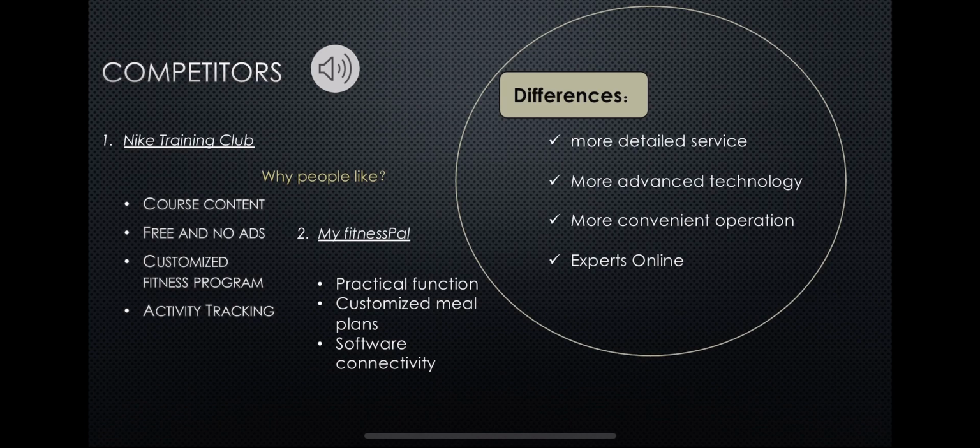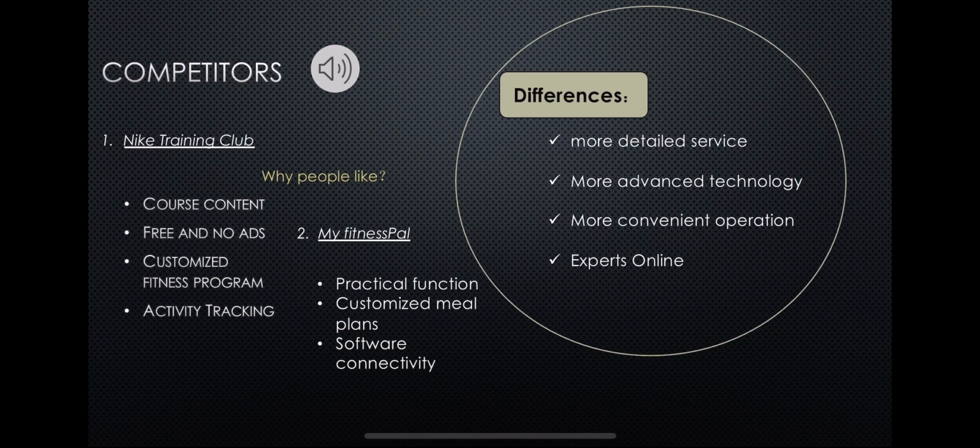The second competitor is MyFitnessPal. So they have a practical function, like by scanning the QR code on the food packaging, their system will automatically help calculate the calories. And they have a wired software connection to over 50 apps to better integrate their diet and exercise goals. They also do customized meal plan.